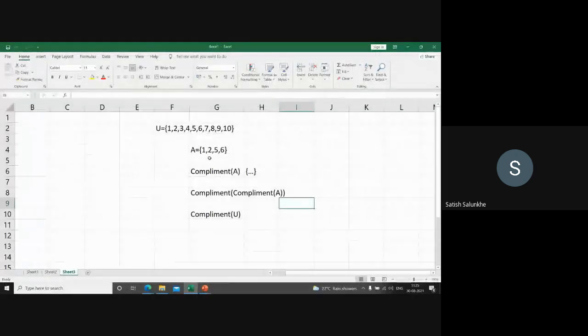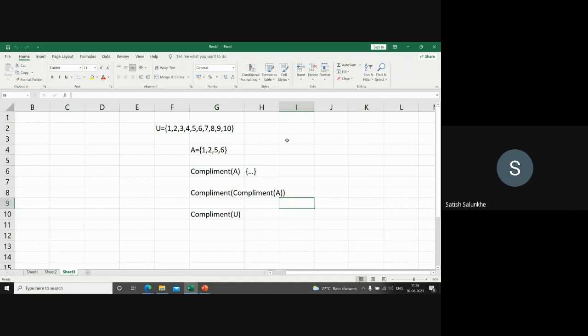Let me just open the earlier classroom. We have seen that whenever we want to take a complement of a set, what is the meaning of complement of a set? We eliminate all the elements belonging to that set from the universal set, and whatever are the remaining elements from the universal set after excluding the elements of this set, that becomes the complement of set A. Therefore, it is called absolute complement.